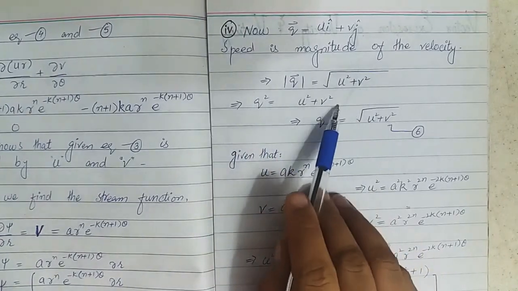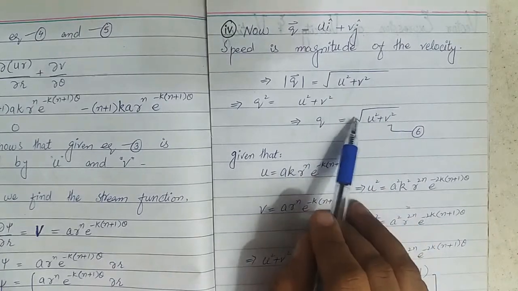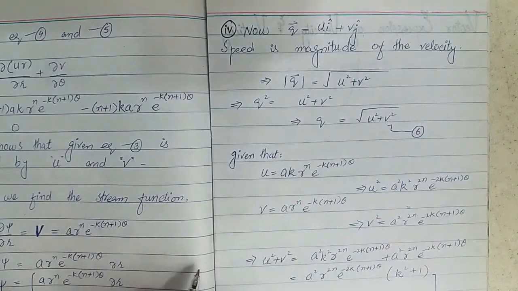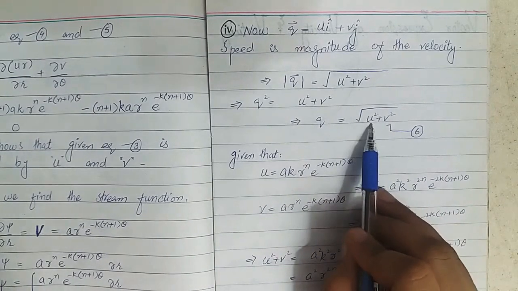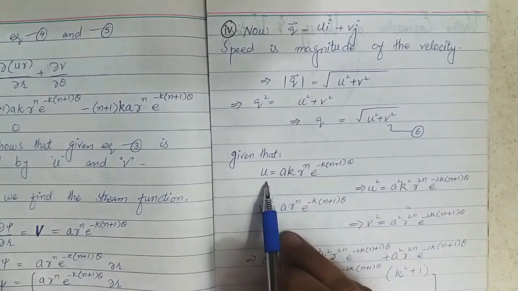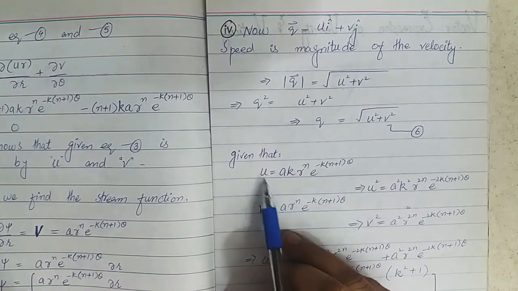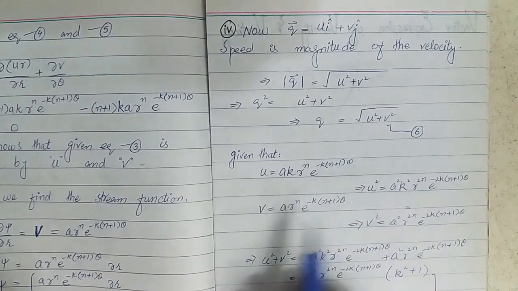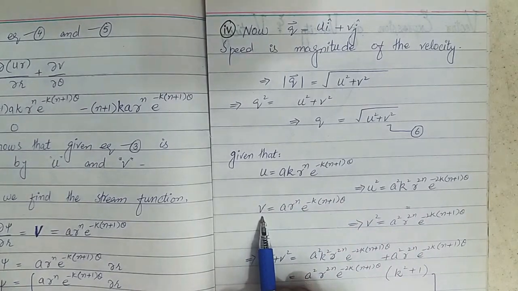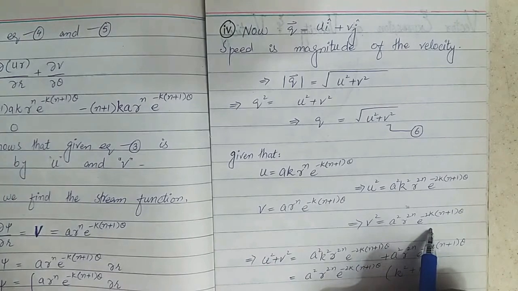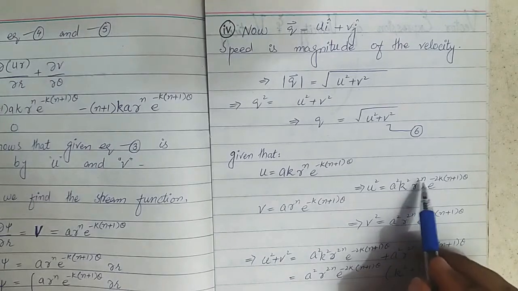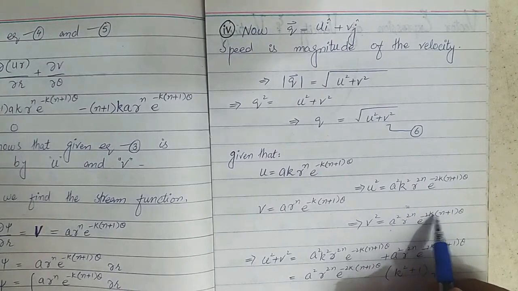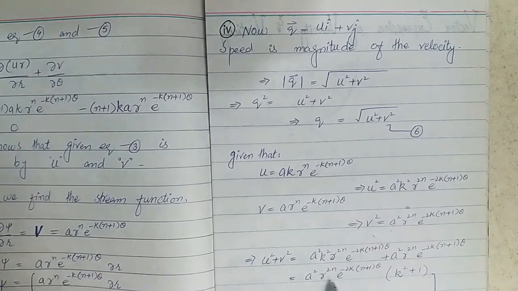Taking square on both sides, we will get q is equal to square root of u square plus v square, that is equation 6. U is given by this, v is given by this. We have to put the u square and v square values. So we apply square on both the left hand side and right hand side for u, and likewise for the v component, and we add both. When we add both, we take a square common, r power 2n common, e power minus 2kn plus 1 theta term common, and the remaining terms will be k square and 1.